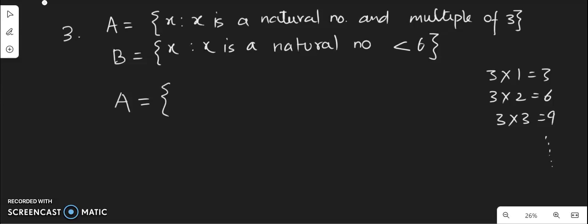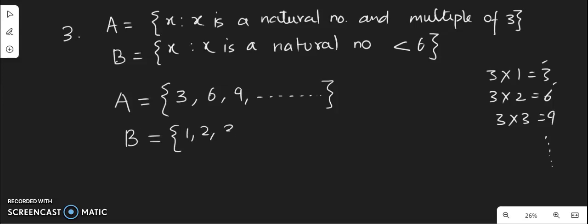So what are the multiples of 3 that are natural numbers? The first multiple is 3, you can see right here. The second multiple is 6, the third is 9, and you keep on writing these numbers. And set B is the natural numbers which are less than 6. So what are natural numbers? Start from 1, then 2, 3, 4, and then 5, up to 5. Why am I counting till 5? Because it is less than 6.